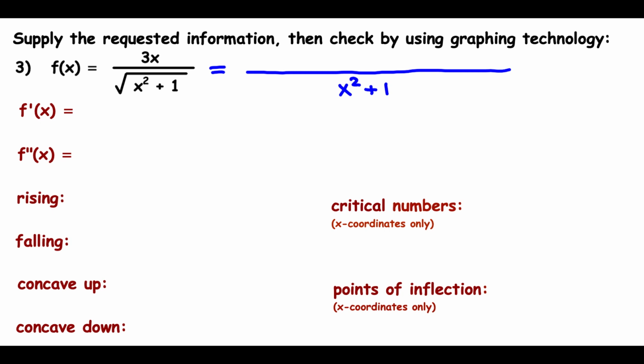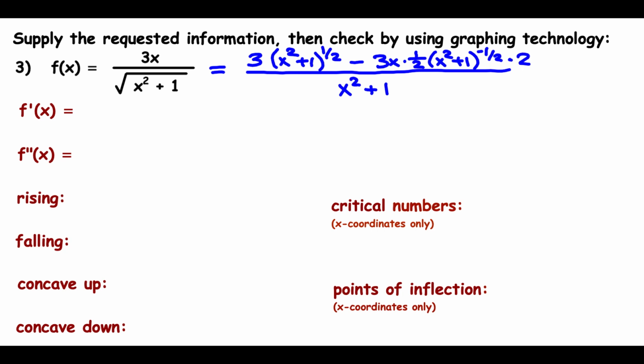All right, u prime v. That's going to be the 3. That's the u prime. And the v is x squared plus 1 to the 1/2. It's not negative a half. I realize it's on the bottom, but that's where v lives. Okay, u prime v minus, this is quotient rule, minus u v prime. And v prime is going to be 1/2 x squared plus 1 down by a power, so now this is negative a half, times a chain rule of 2x.